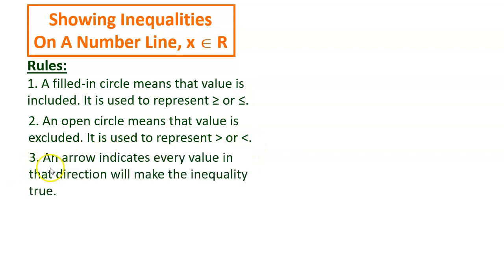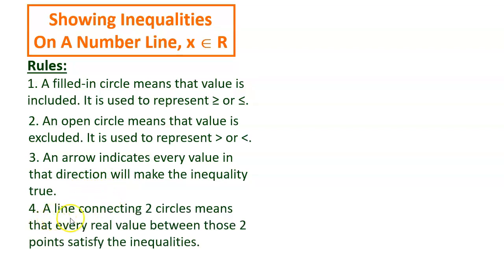Third one, an arrow indicates every value in that direction will make the inequality true. If you are getting confused, we will be coming to the examples and I am sure you will be able to understand the meaning of each of these rules. The last one is a line connecting two circles means that every real value between those 2 points satisfy the inequalities. Now we come to the examples.